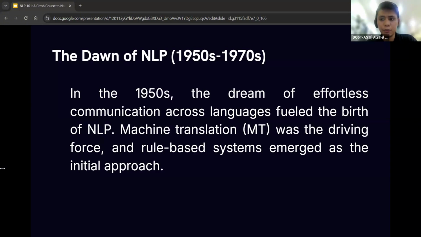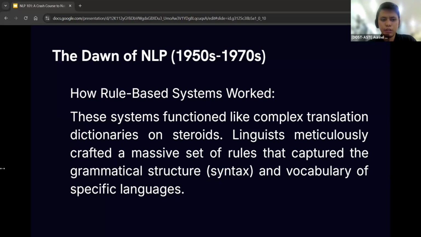Rule-based systems emerged as the initial approach. So just like in programming, it started off with rule-based systems. So these rule-based systems function like complex translation dictionaries. Okay. Basically, linguists meticulously crafted a massive set of rules. So there's a lot of rules that capture the grammatical structure or syntax and vocabulary of specific languages. So for every language that was catered to, linguists created this massive set of rules. So there are a lot of rules. So basically, it's like if-else on steroids. Okay.